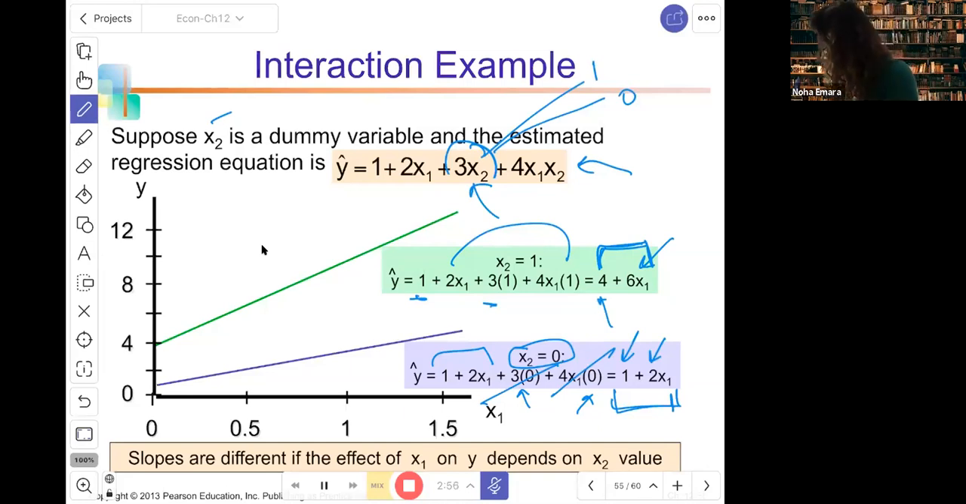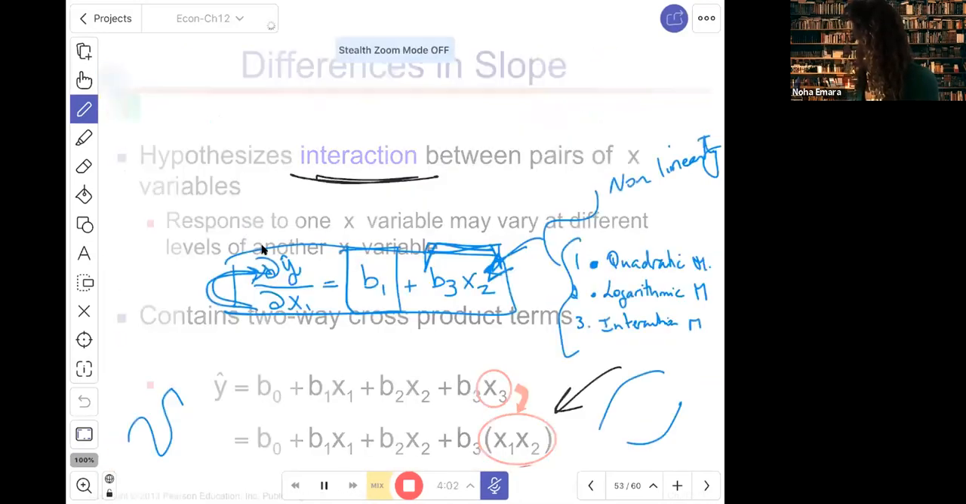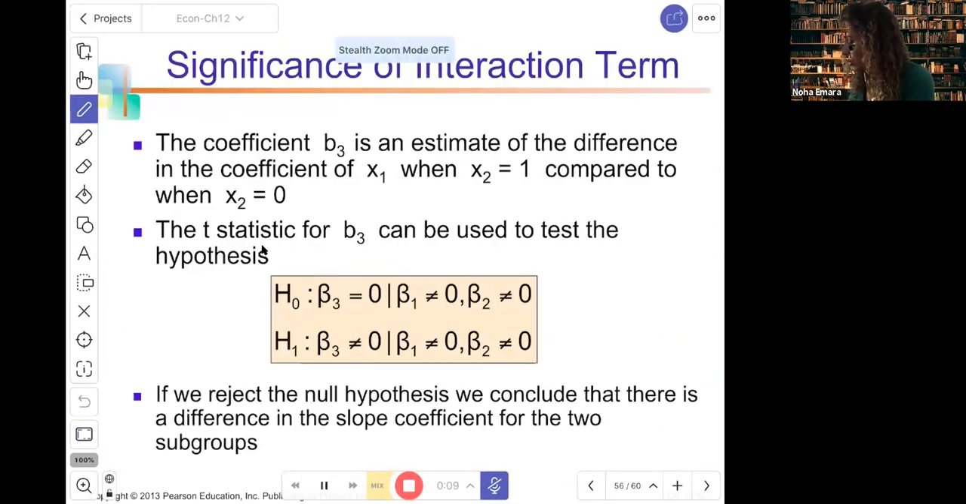So let's continue here. The significance of the interaction term. Whatever I've said here about the quadratic term: when I have a quadratic term, how can I tell whether it's needed or not? I just need to check the statistical significance. So again, you need to check the statistical significance of the interaction term. If it is statistically significant, then it's needed. If it is not, then it's not needed, and you can easily remove it from the model, okay?